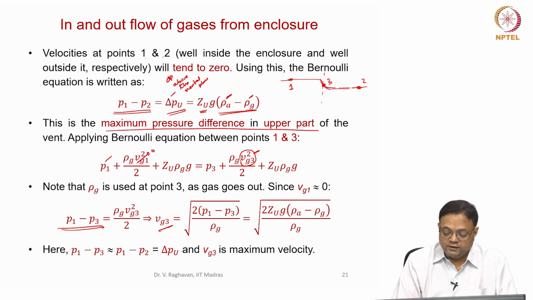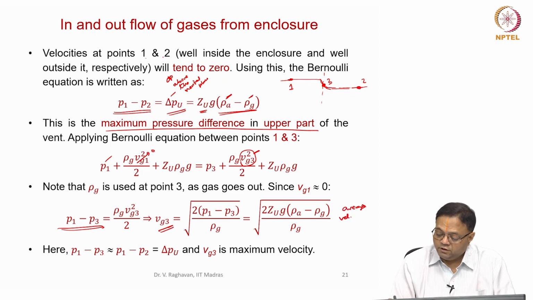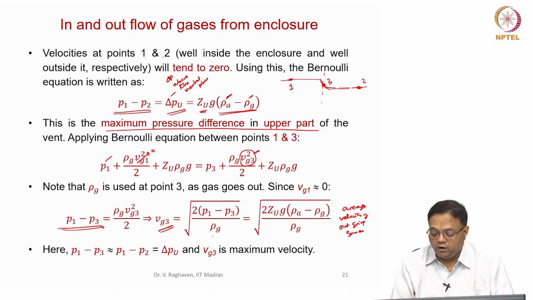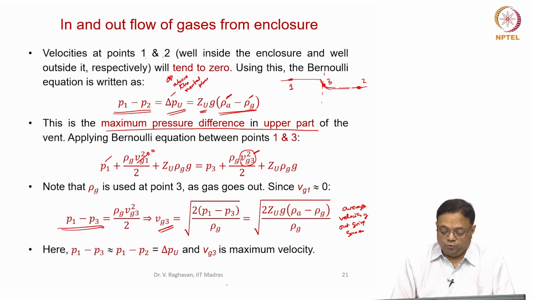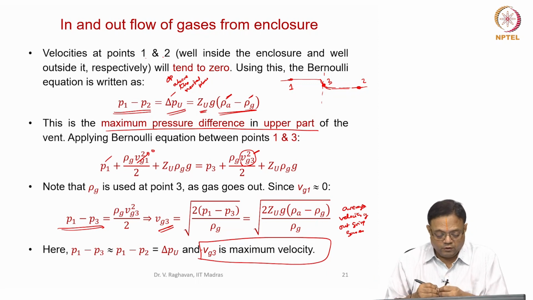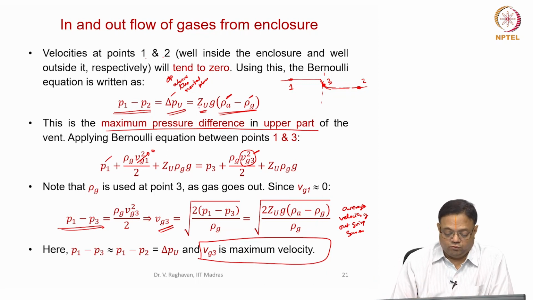That means Vg3, this is actually the average velocity of outgoing gases, will be the square root of 2 (P1 minus P3) by rho G. Now P1 minus P3 can be written as Zu g into delta rho, where delta rho is rho A minus rho G, divided by rho G. So this is the expression. This will be the maximum velocity, or average velocity, because we are considering the maximum pressure difference.